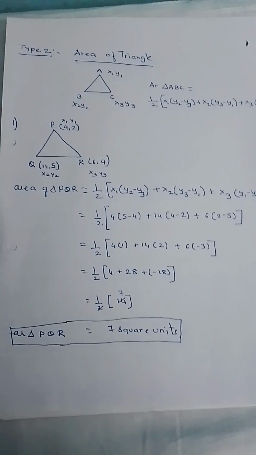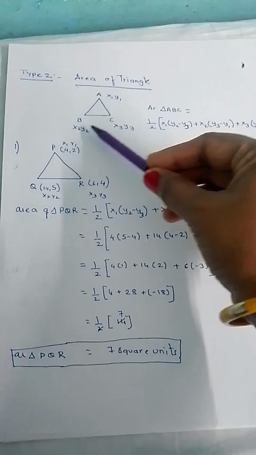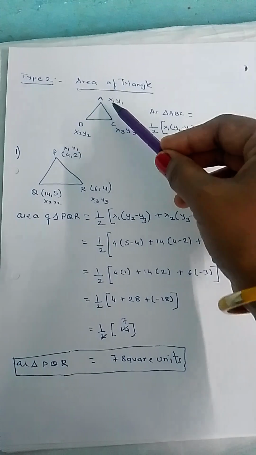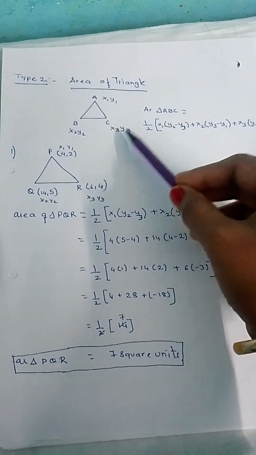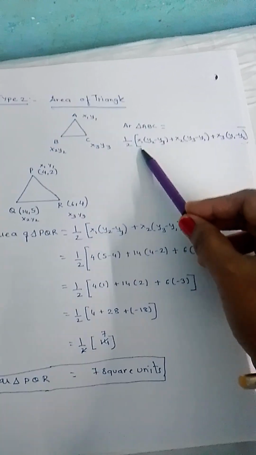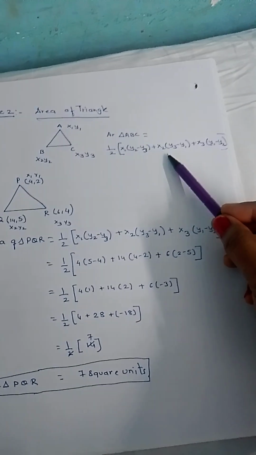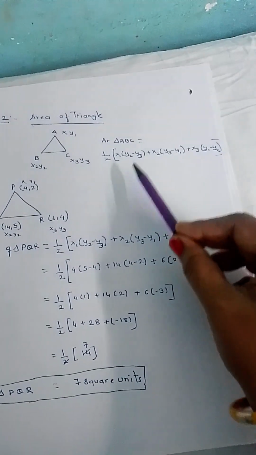Type 2 is area of triangle. We have to find the area of triangle. A triangle is given, with vertices A, B and C. A will be your x1, y1, B is x2, y2, C is x3, y3. The formula says area of triangle is equal to half of x1(y2 minus y3) plus x2(y3 minus y1) plus x3(y1 minus y2). So this is a big formula.